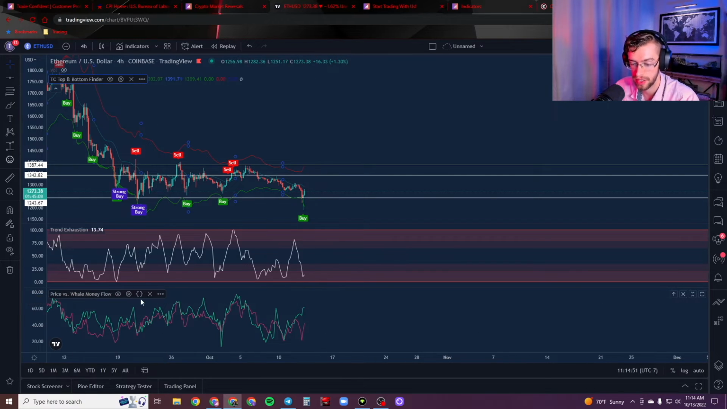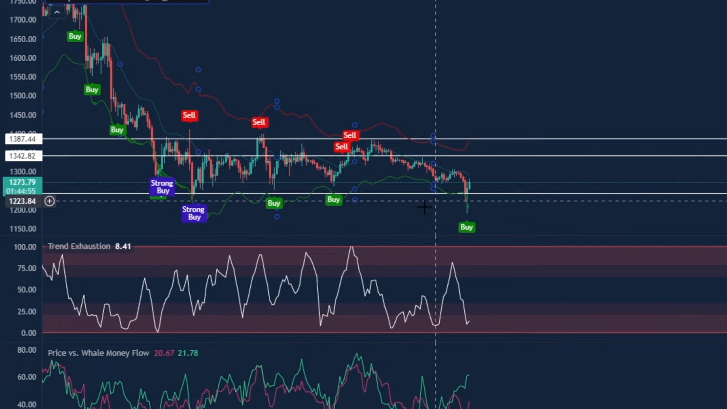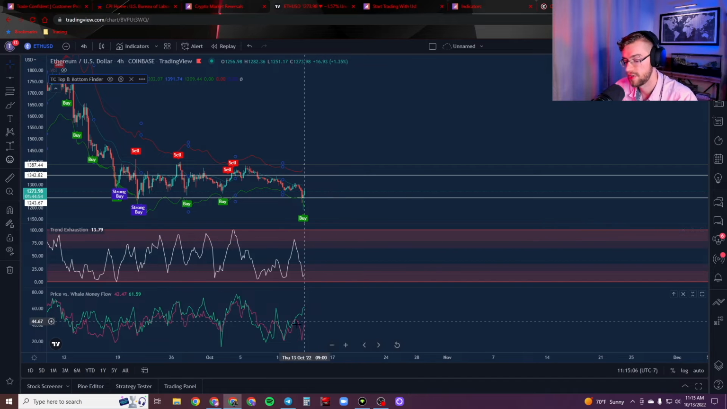You can see the value in green right here. 70 would put it about right here. Now, we have bounced off this support level, and very likely, I think we could see a move up to about 1300 to meet this next structure resistance. We are seeing divergence from the trend exhaustion and price versus well money flow. And what this usually means is the trend exhaustion is going to shoot up to follow the price versus well money flow. But for that to happen, the price does have to move up as well.